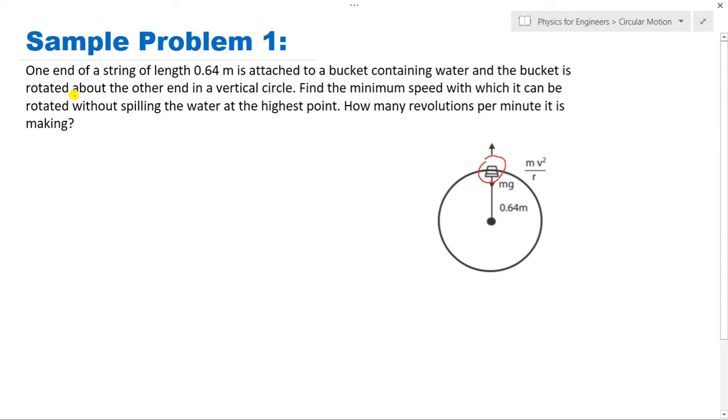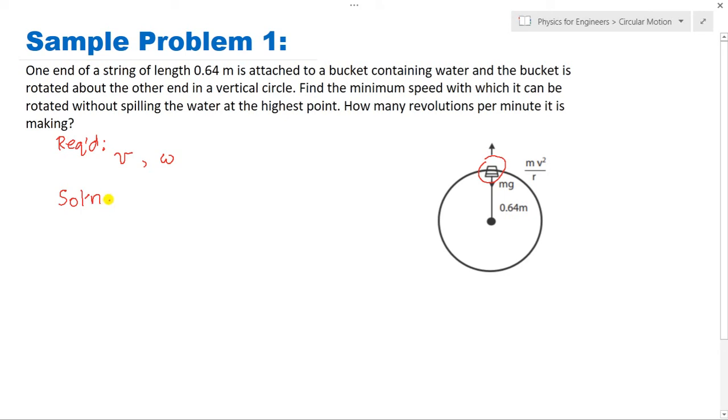So, we have two requirements. Let's write first the requirements. We are required to solve the minimum speed, in terms of dimension, the linear speed, v. And then next is how many revolutions per minute it is making. We can denote this as our angular speed, w. So, solution.